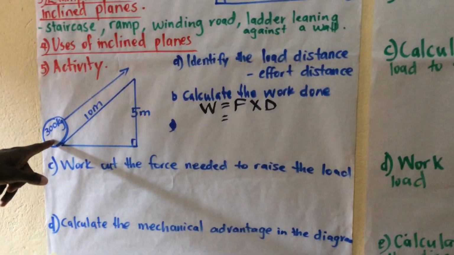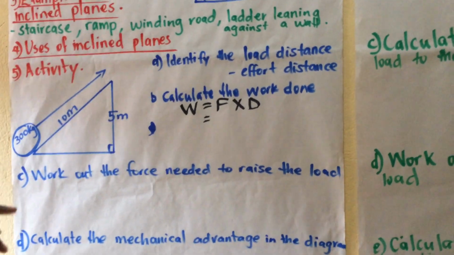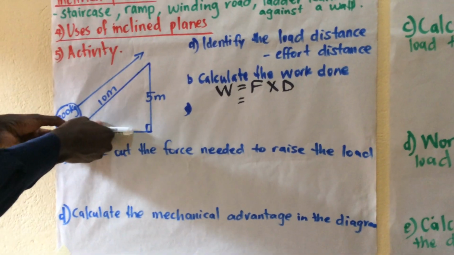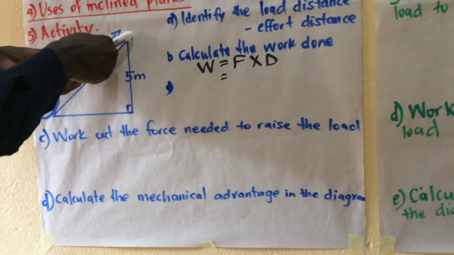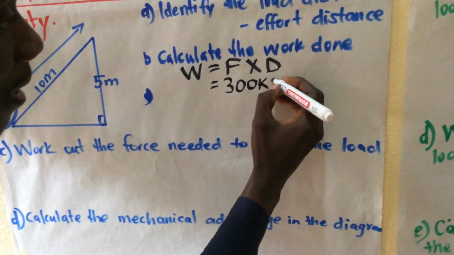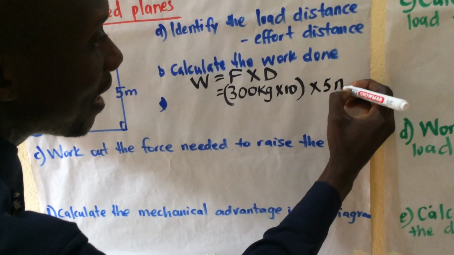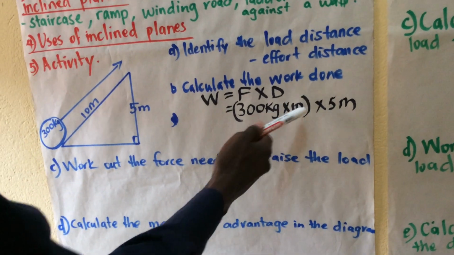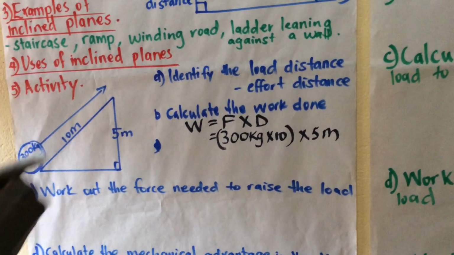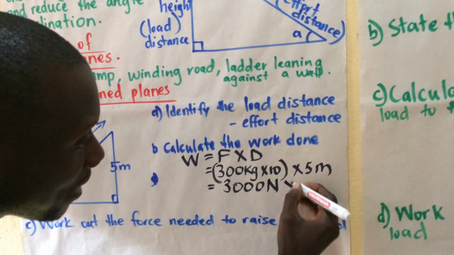They carried this load of 300 kilograms from this level to that level. So we multiply the 300 kilograms by the load distance, which is 5 meters: 300 kilograms times 10, then times 5 meters. I hope you still remember why we multiply this by 10: the load is in kilograms, and we want to convert it to a force, which is in newtons. So, 3,000 newtons times 5 meters.